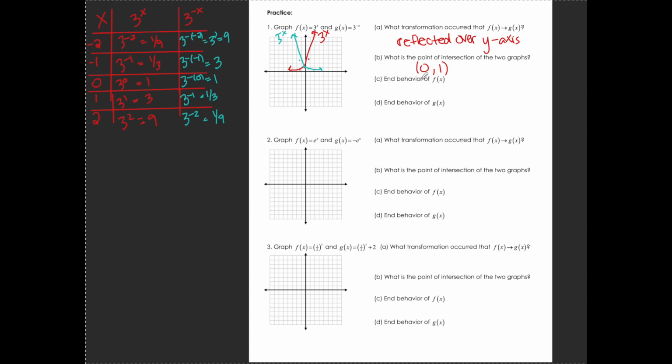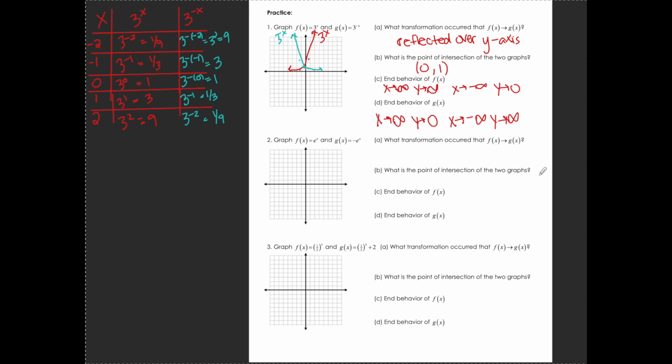The end behavior of f of x. So for f of x, that red function, as x approaches infinity, y is also approaching infinity. And as x approaches negative infinity, y approaches 0. For the end behavior on g of x, I can see that as x approaches infinity, y is approaching 0. And as x approaches negative infinity, y is approaching infinity.